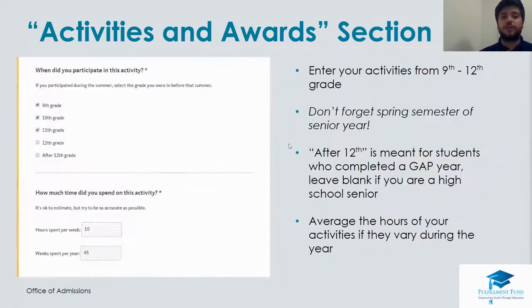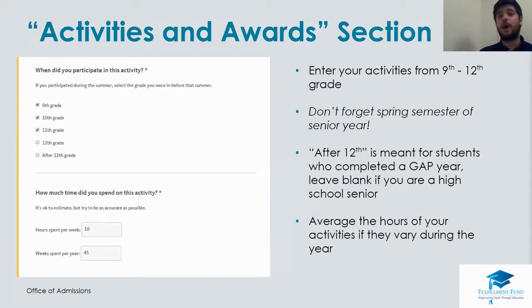So for this section, we do want to let you know that you want to focus on high school specifically. As you can see here, you essentially get to select from 9th to 12th. But we do want to give you the caveat that if you have been doing something since before high school, you do want to let us know that. So if it's something like I've been playing piano since I was 4 years old and I'm still doing it in high school, definitely tell us about that.